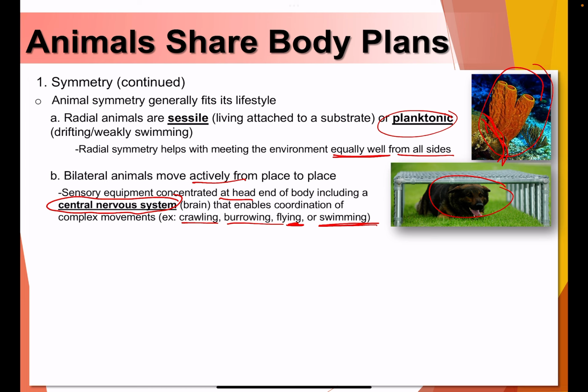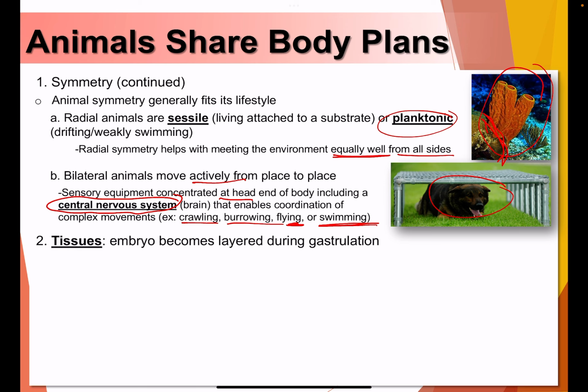That's why bilateral animals have bilateral symmetry, because they have to move from place to place. They have to have sensory areas in the head so you know where you're going, you see where you're going, and if you feel you bump into something, you can turn around, etc.